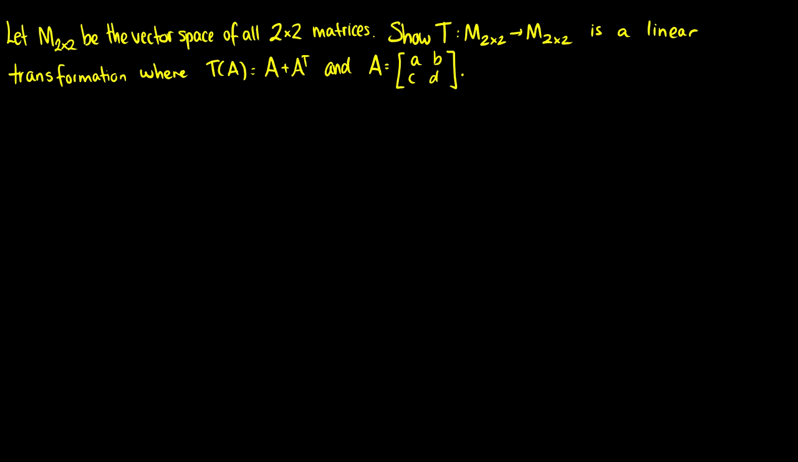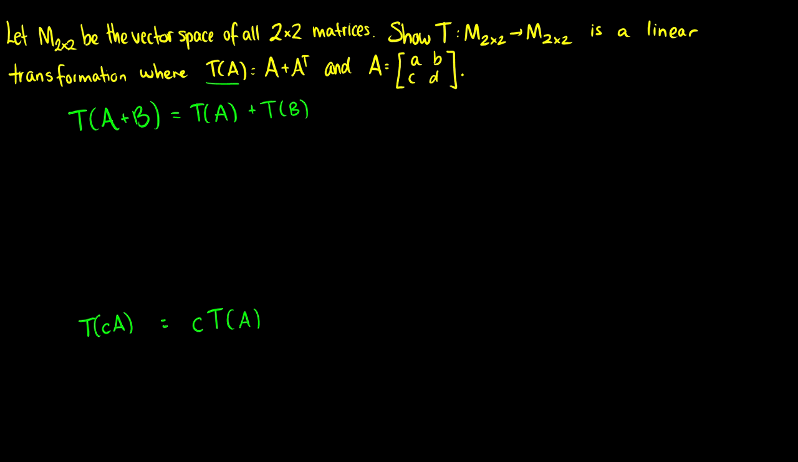So I want to show this is a linear transformation, where our transformation function takes a matrix A and adds its transpose. So we're going to let A be equal to ABCD. There are two requirements. The first requirement is that T of A plus B is the same thing as the transformation on A plus the transformation of B. And the second is that T of CA is equal to the scalar times the transformation on A.